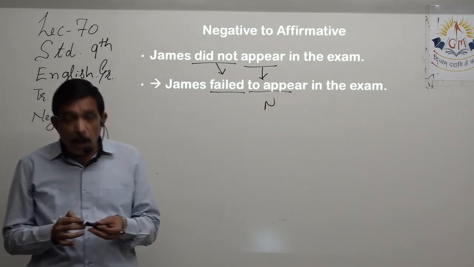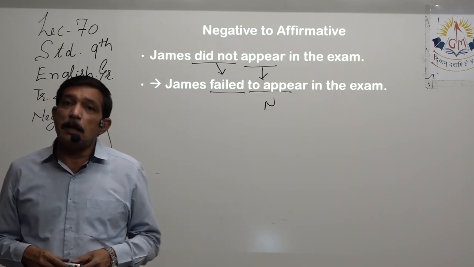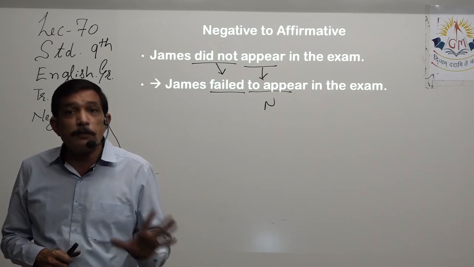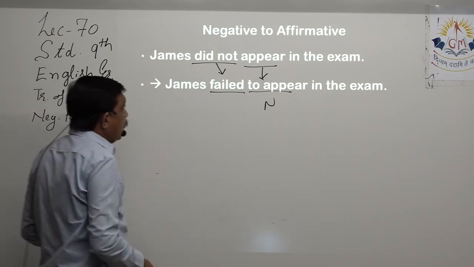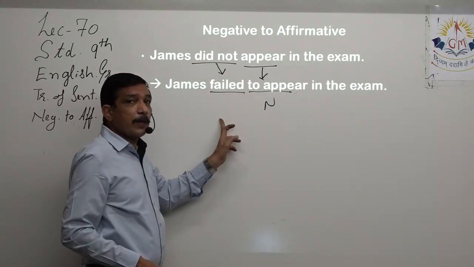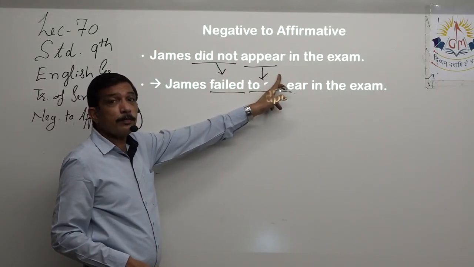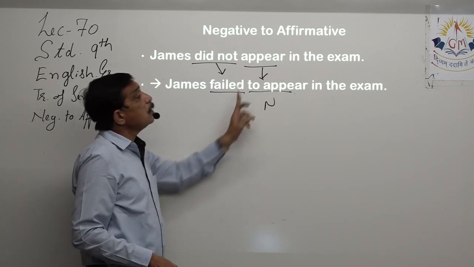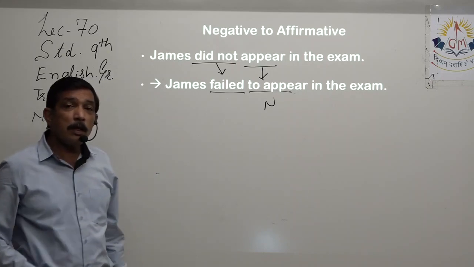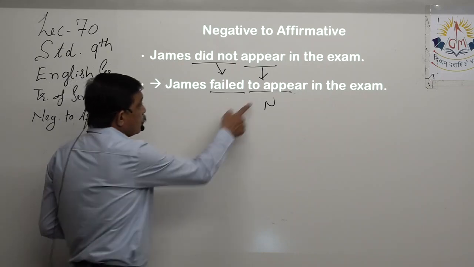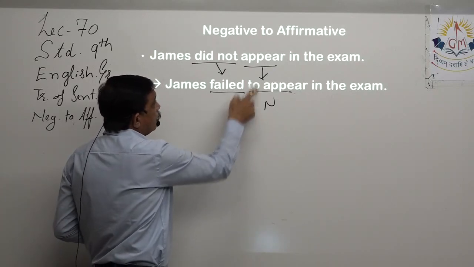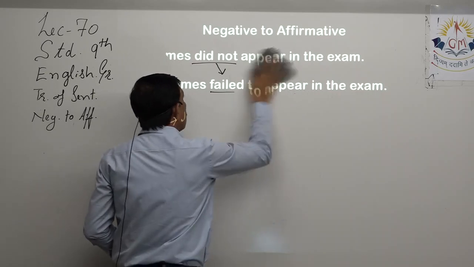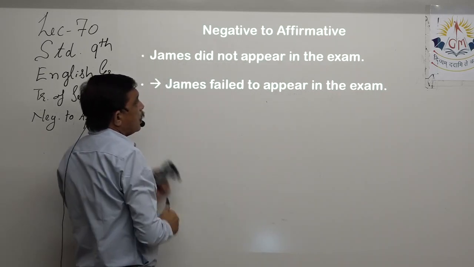Understand? When I say we have to make some changes in the grammar part, when I say we need to make the grammar of the sentence correct, this is the meaning. Did not appear, he failed, but then appear is a verb. Now what will you do over here? Failed appear? No, failed to appear, right? So the to goes with failed, because appear remains the same. That way also you can do it, and this way also.